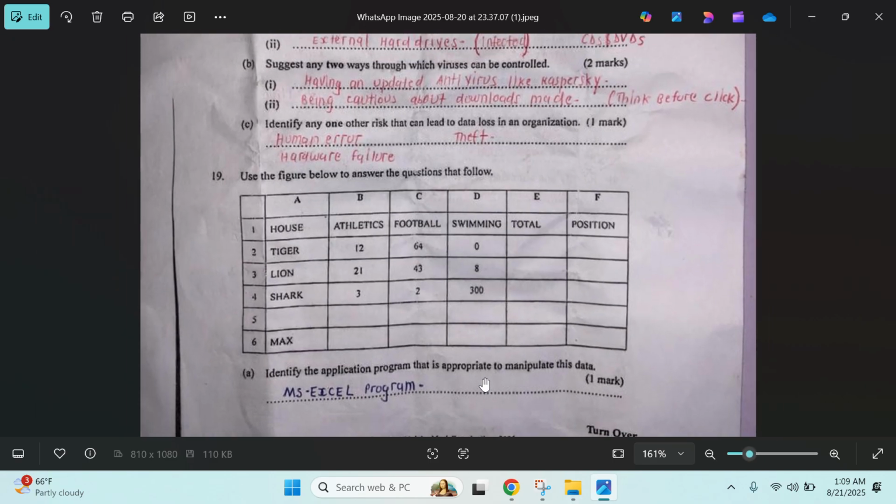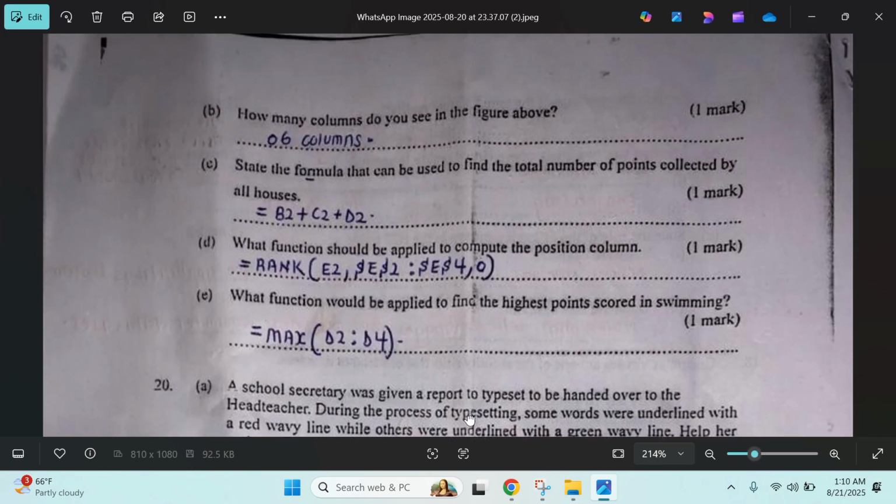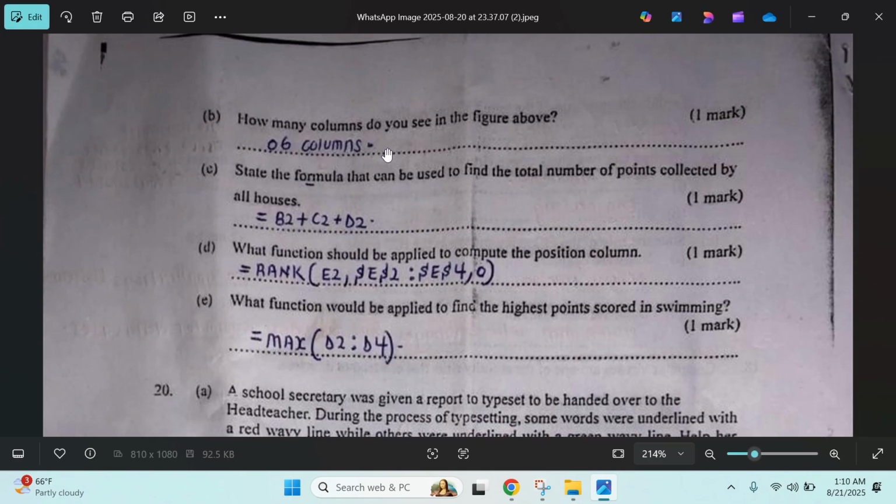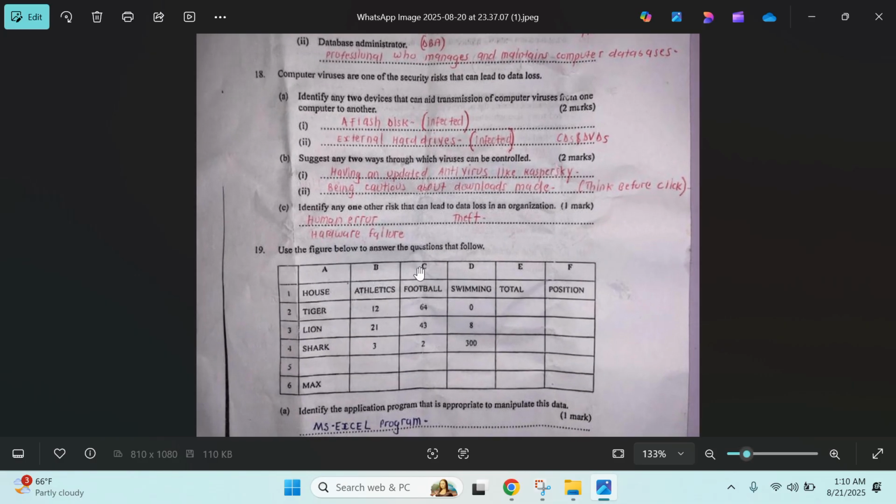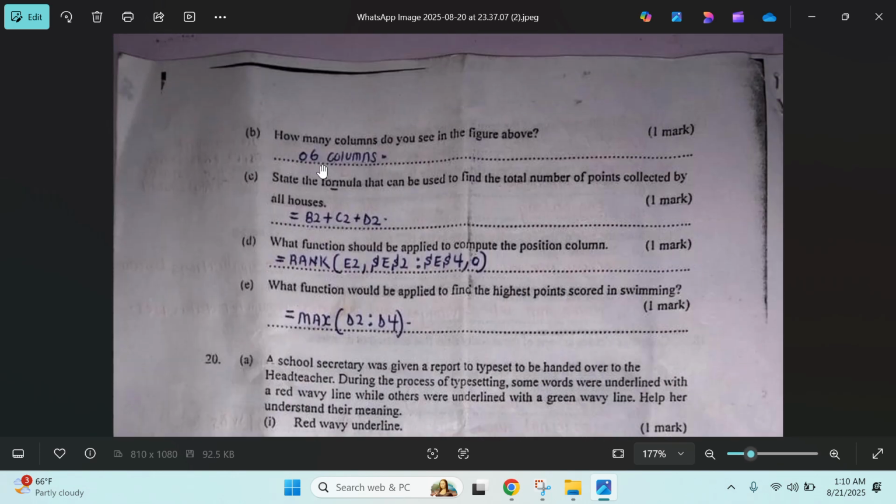That was part A of number 19. Then part B of number 19: how many columns do you see in the figure above? There were six, that is A, B, C, D, E, F. Those are columns. There are six. And then state the formula that can be used to find the total number of points collected by all houses.